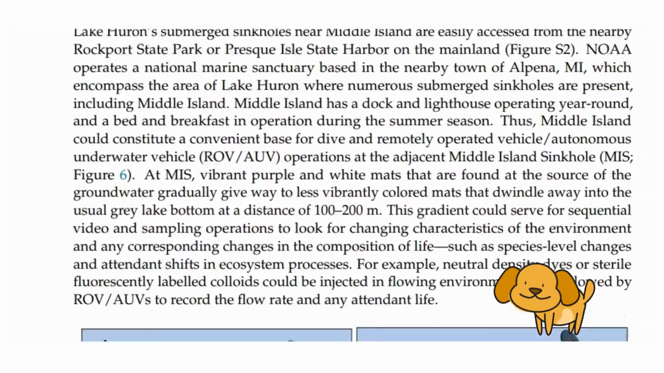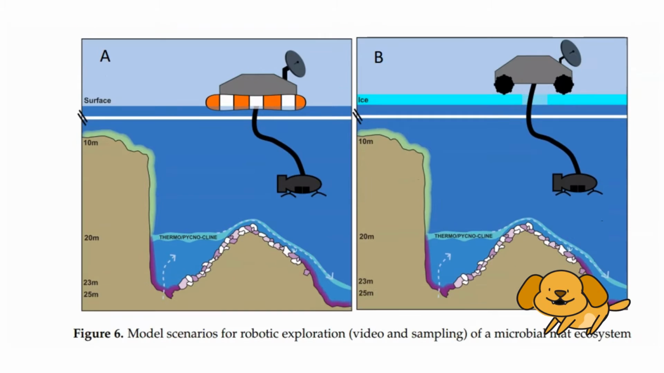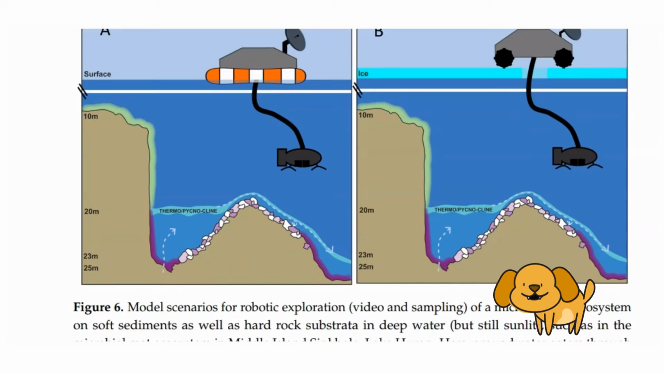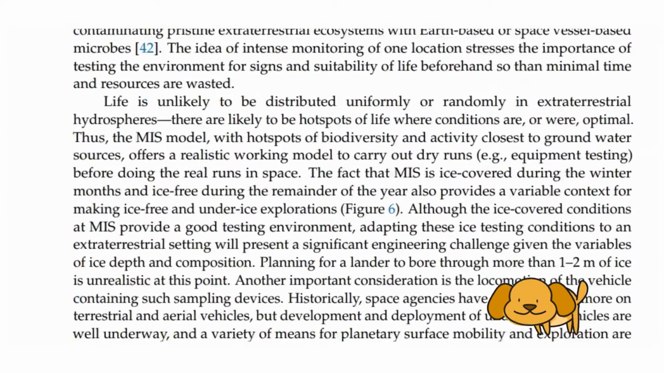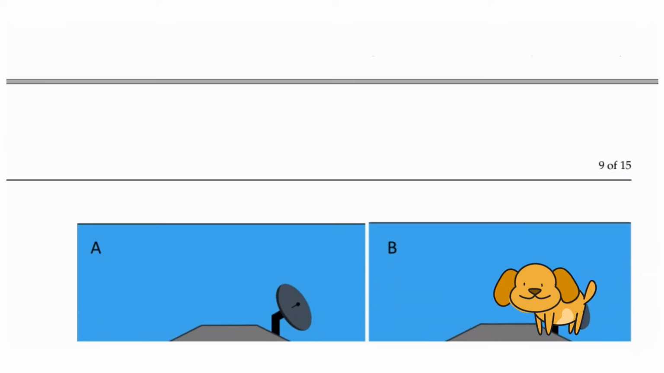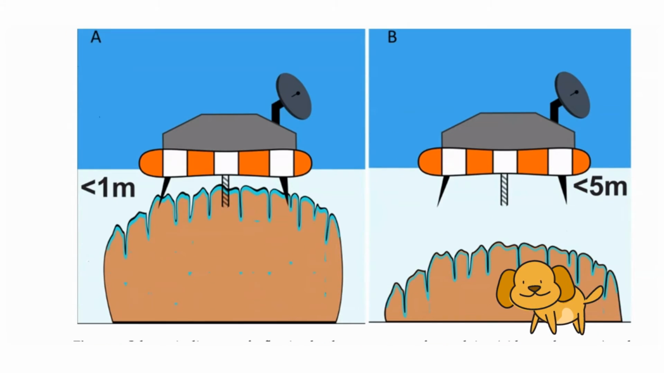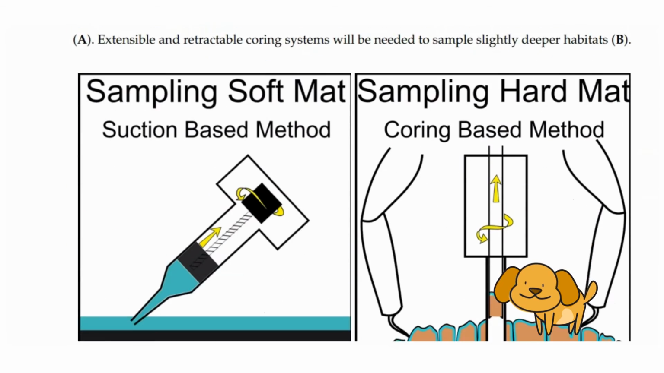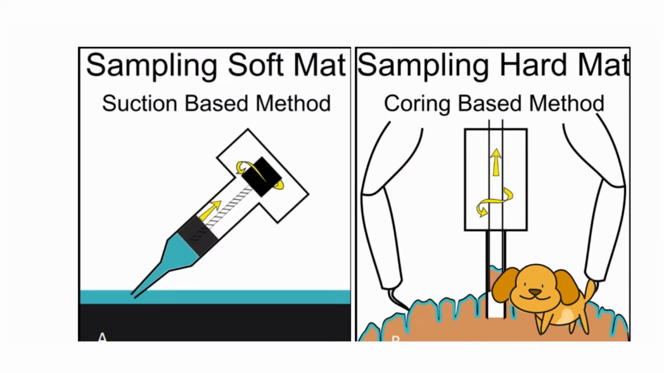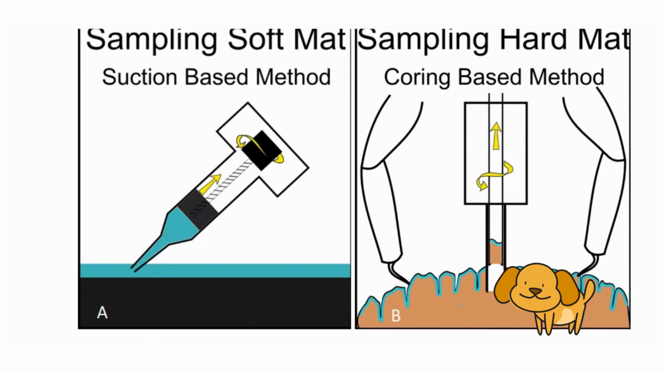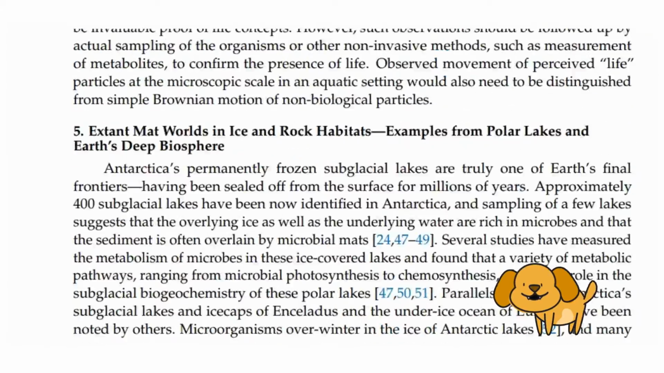In summary, this research documents studies of these two distinct earthly microbial mat ecosystems. Researchers examine how similar or modified methods of study would be applicable to prospective mat worlds in other planets and their moons, for example subsurface Mars and under ice oceans of Europa. Model scenarios for robotic exploration of a microbial mat ecosystem are also proposed. Landing and sample collection systems are proposed for expeditions.